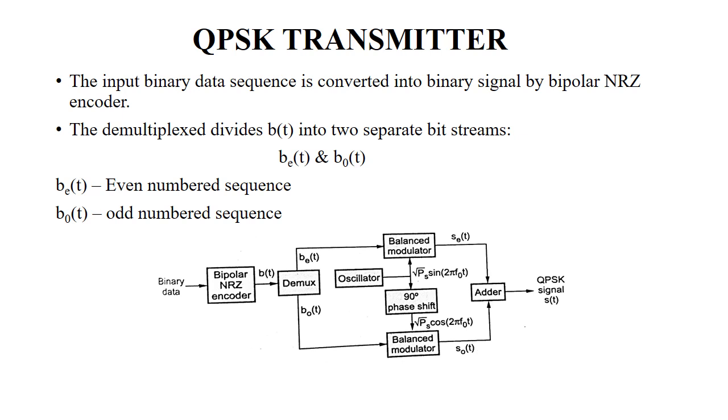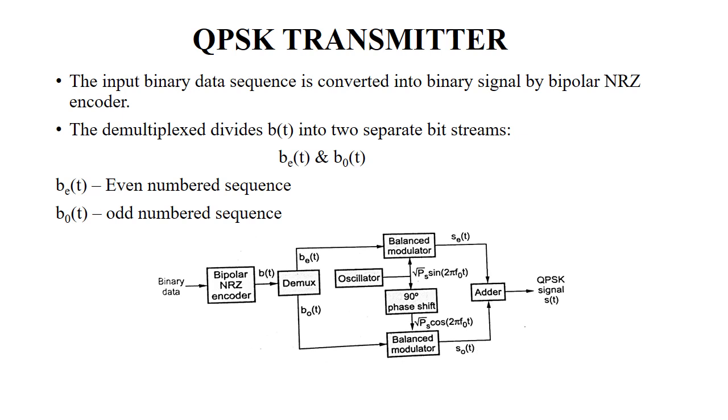Therefore the even numbered bit sequence will start with a delay of 1 bit period due to the first odd bit. This occurs with respect to the first symbol of b_o(t), and this delay of Tb is called the offset. Hence the name offset QPSK is given.